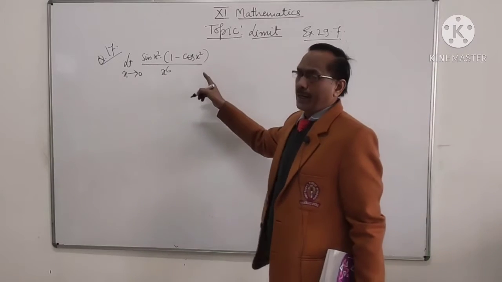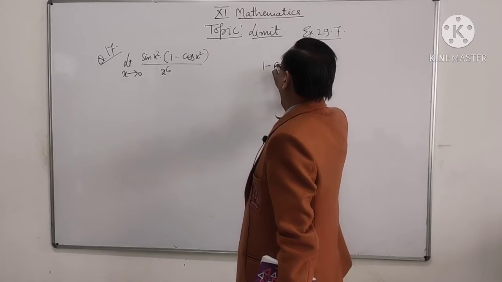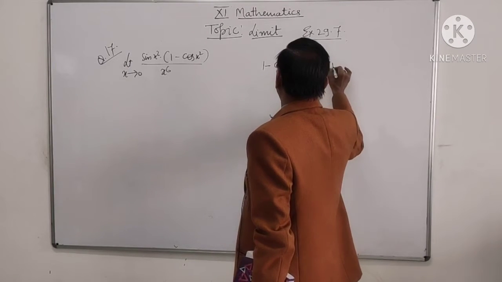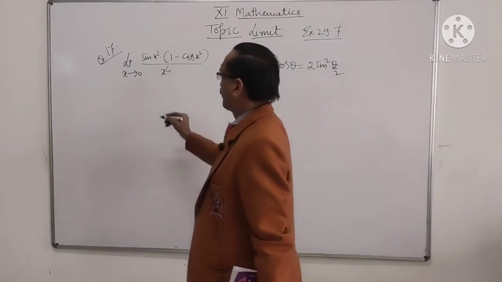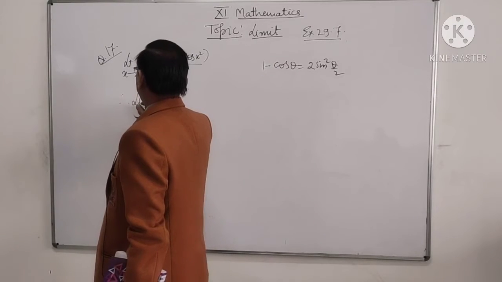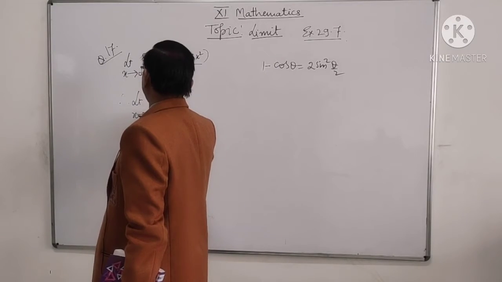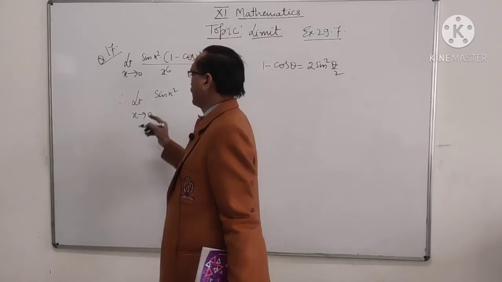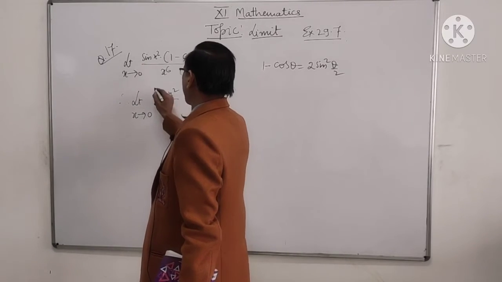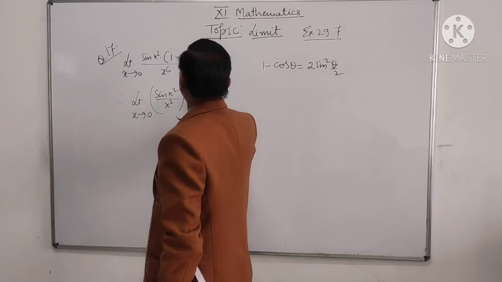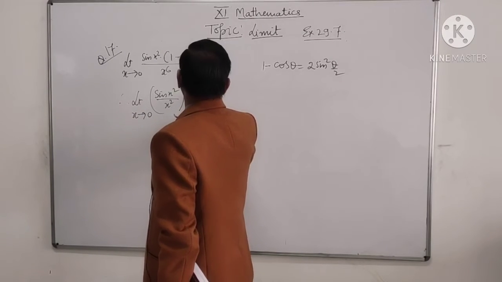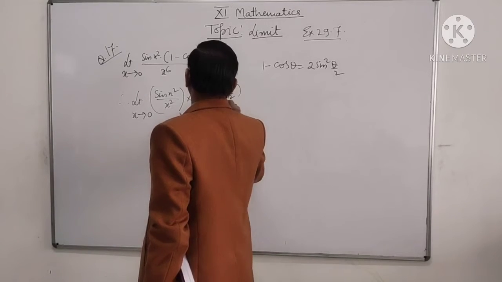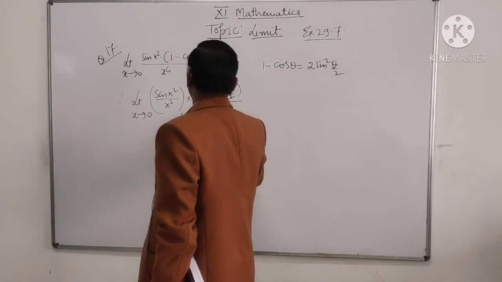We will apply the half angle formula: 1 minus cos theta equals 2 sin square theta by 2. Therefore, it is limit x tends to 0 sin of x square. We will break x power 6, so we write x square with this, into 2 sin square x square upon 2 and x power 4.